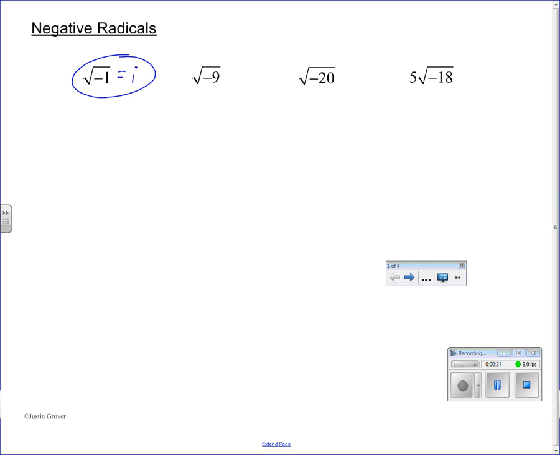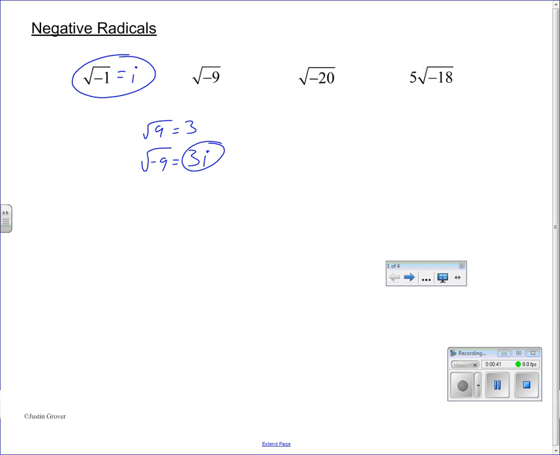And so for the square root of -9, I know that the square root of 9 is 3. Well, the square root of -9 is 3i. And so the answer is 3i. Now, that was just 3 because 9 was a square number.